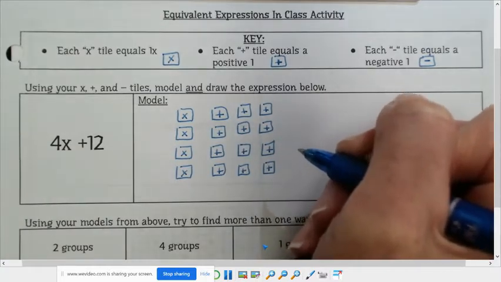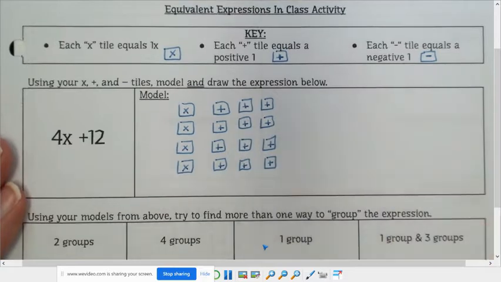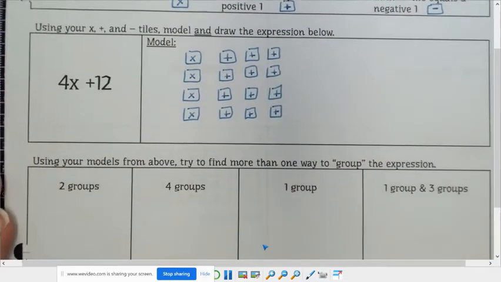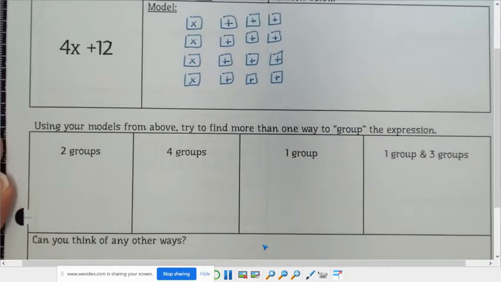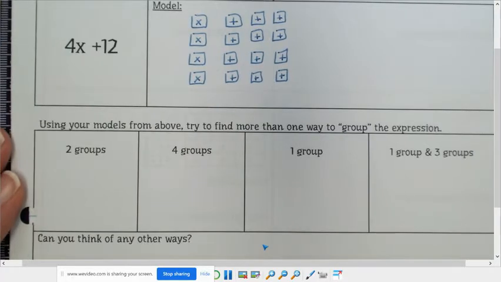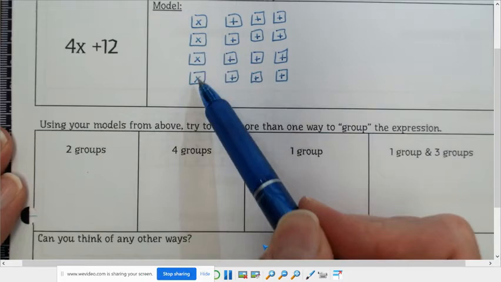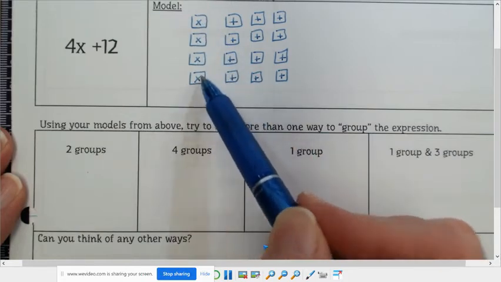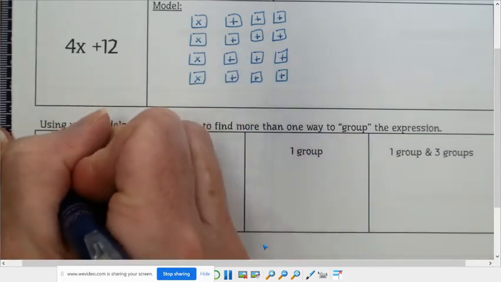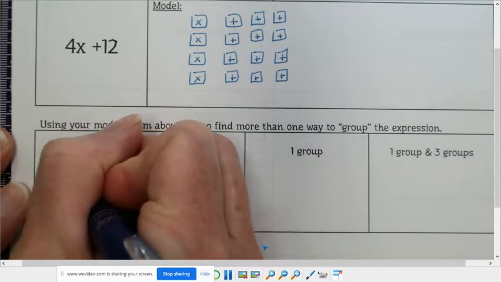Now, if you're using manipulatives, you can move these around to make your groupings. Otherwise, you're going to have to visualize how to do that. We're going to try and find more than one way to group these. They're already in one group. So how could I break them into two groups? Well, I have 4 x's, so I could put 2 x's in each group. So 2 x's and 2 x's.